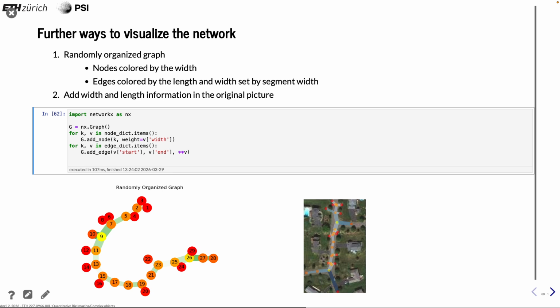Then you can also visualize the network in different ways. When you have a very long, straight network, it's maybe not so easy to visualize it. You would need 2 pages to show it. Then you can use this kind of randomly organized graph, which preserves the branching topology and also length, but then it curves in a way that it actually fits in the figure. So that could be a different way of doing it.